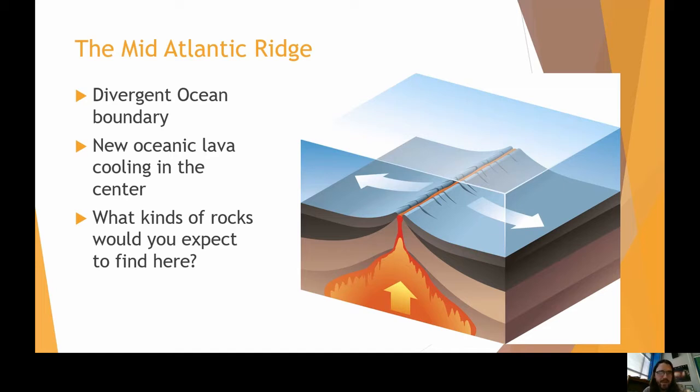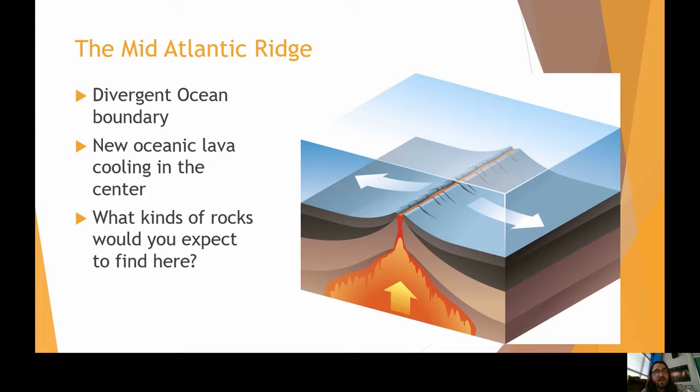The first of our 4 locations is going to be the Mid-Atlantic Ridge. This is an underwater, basically little mountain range that's forming in the middle of the Atlantic Ocean, and this forms from a divergent ocean boundary. We've talked a lot about divergent ocean boundaries where you have 2 ocean plates that are separating. Fresh lava comes up in the center and pushes up in the very center of it. So we have new oceanic lava cooling in the center.